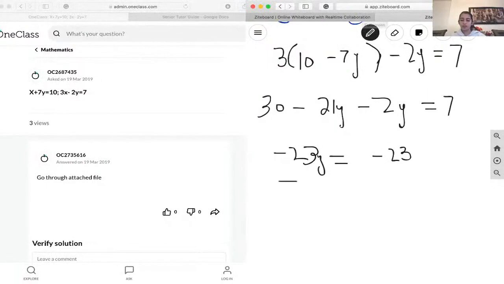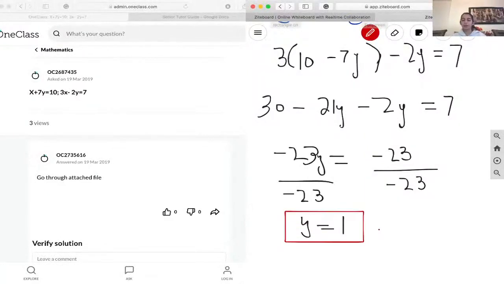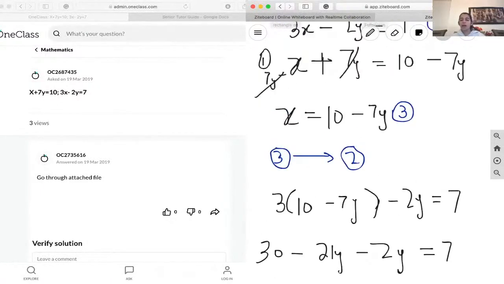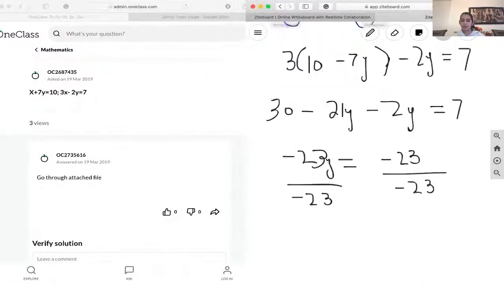We can divide each side, because we have to isolate for y, by negative 23. And we get y is equal to 1. I could have done this a long time ago. Now we know that y is equal to 1. So we can go to any of our 3 previous equations and just put y in it. I think the easiest one to do would be this equation right here, our third equation, which is x is equal to 10 minus 7y.